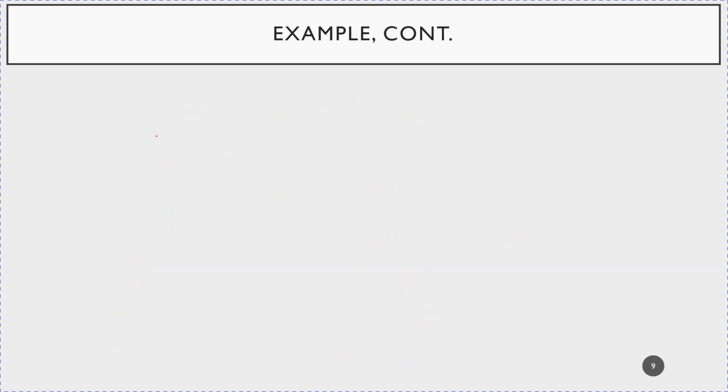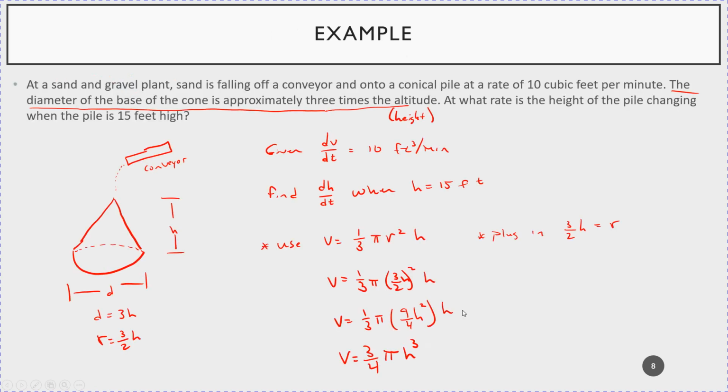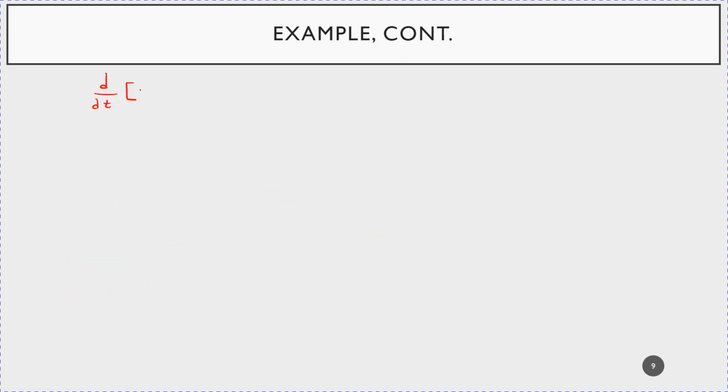All right, so I'm going to differentiate both sides with respect to time. This equation right here, volume, is equal to, differentiate with respect to time, 3/4 pi h cubed.